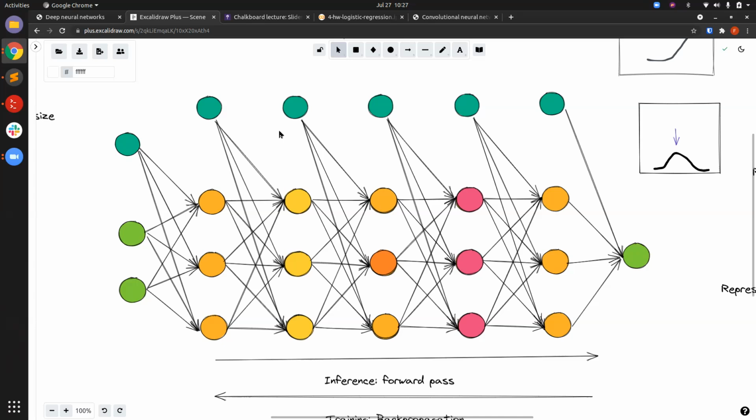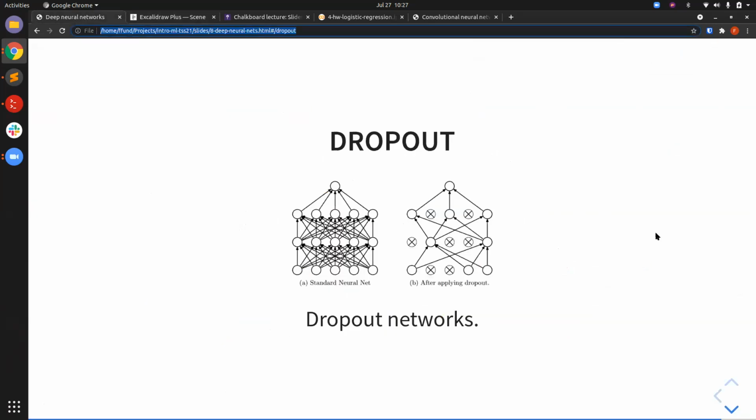Now there's a variation on this called drop connect, which is very similar, but instead of zeroing neurons, you zero out weights. Okay, dropout, let's see. What else can you do to avoid overfitting?